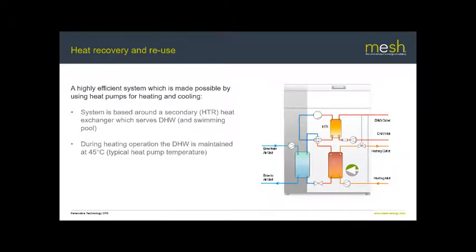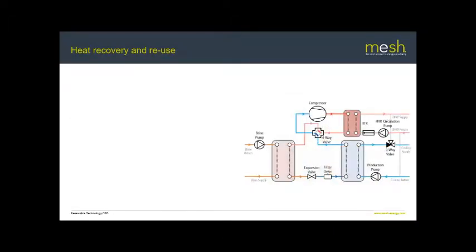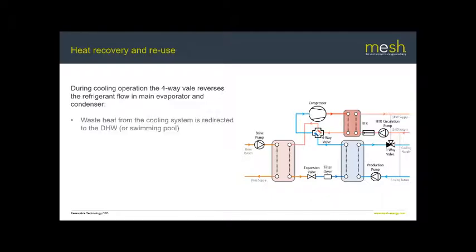During the winter, when the system is in heating mode, as is shown in this diagram, the typical hot water temperature maintained will be around 45 degrees Celsius. And this is good from an efficiency point of view and is typical of most heat pumps. However, during the summer, when cooling is in operation, that heating water temperature for domestic hot water can be raised as high as 70 degrees. And the waste heat can be directed both to domestic hot water or to a swimming pool.